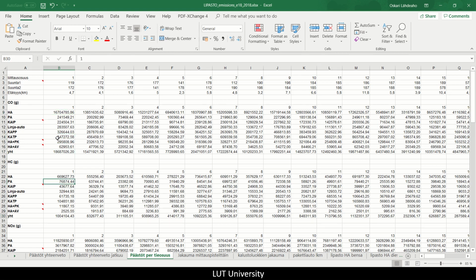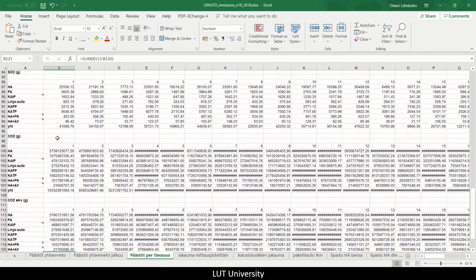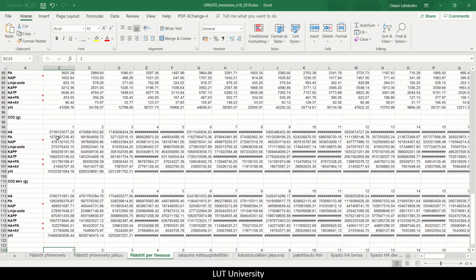And for example, let's go a little bit down and we can find the CO2 equivalent emissions, which are interesting to us, because CO2 equivalent is a unit that tells us how much of different greenhouse gases these vehicles have emitted. These greenhouse gases include CO2, carbon dioxide, methane, CH4, and N2O, which is also a very vicious greenhouse gas.